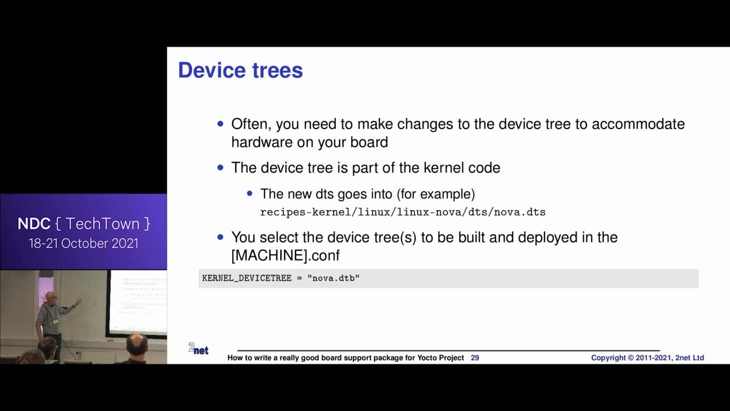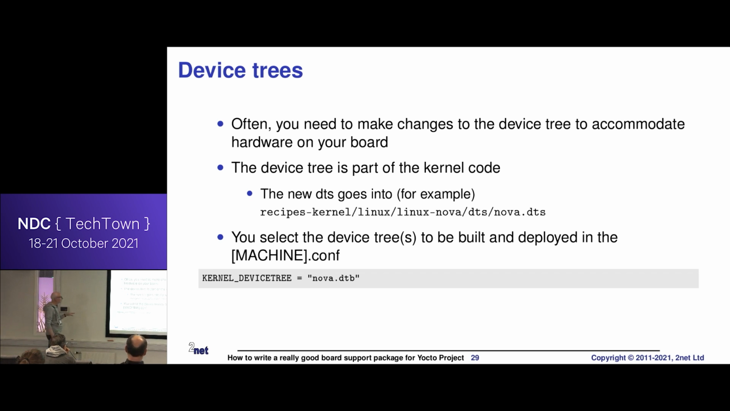There are various ways of doing this. Again, I'm taking the simplest case where we're simply going to replace the device tree with a new one. So we have a device tree for the Nova board called Nova DTS. It's in my kernel recipe in Linux Nova DTS. So that's the source for the device tree.